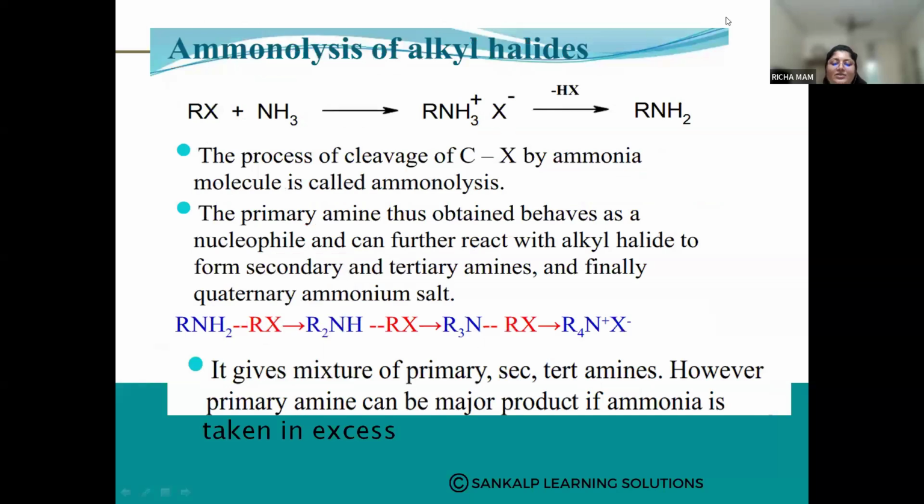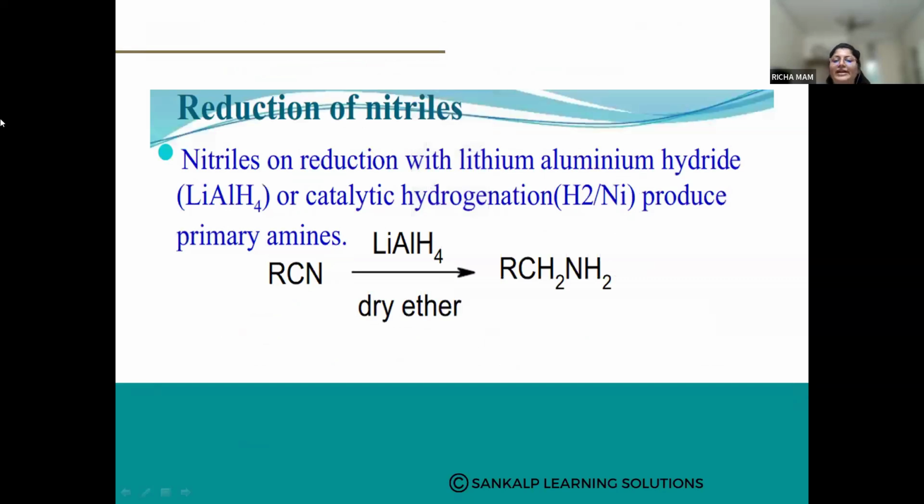So next is reduction of nitriles. We can reduce the nitriles. I hope you know nitriles. Nitriles means cyanides, or you can say nitriles. So cyanides or nitriles can be reduced to primary amine.